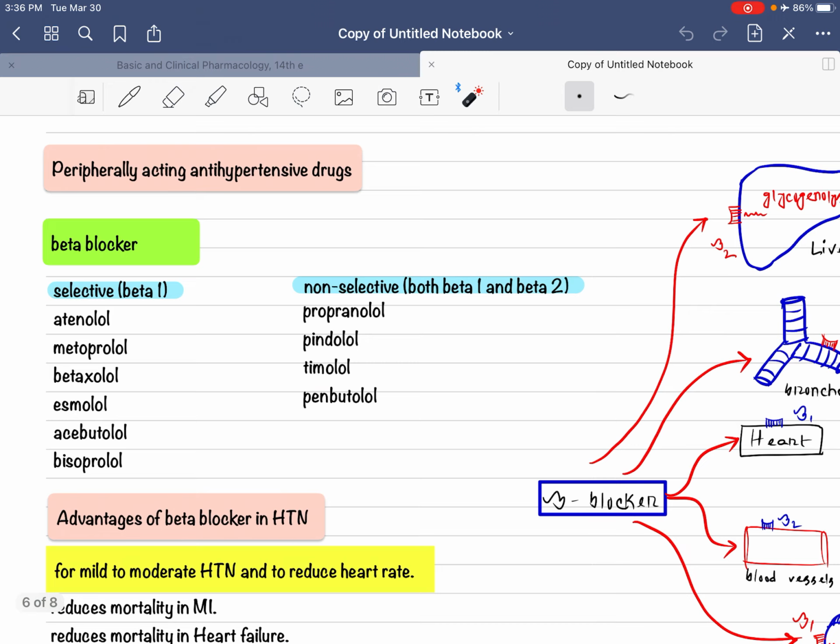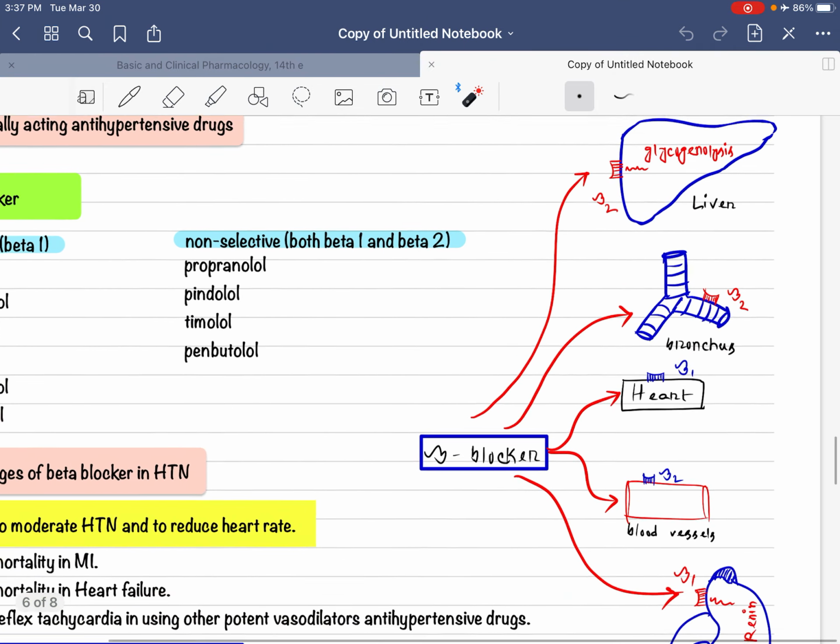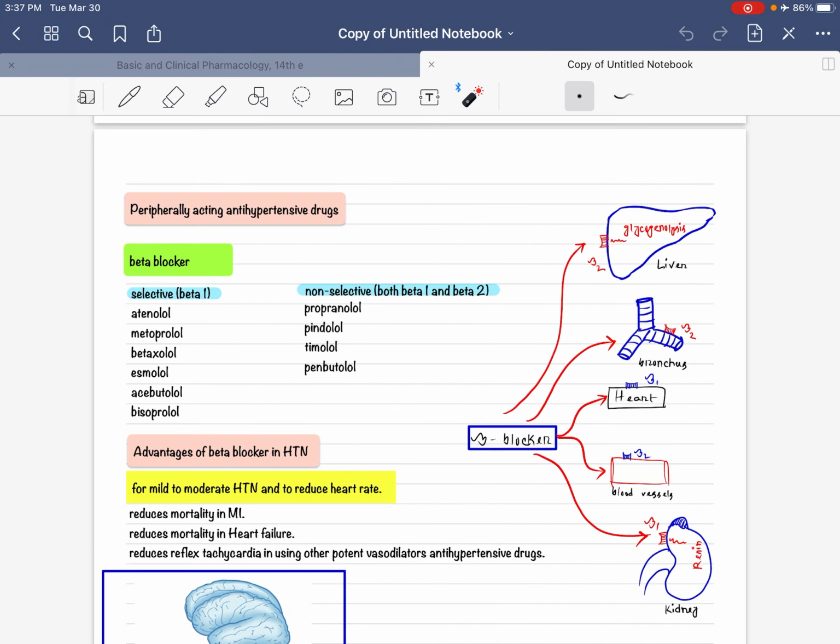I ask you a question about that: which one will be more advantageous for us, selective or non-selective? Now we will see the mechanism of action of beta blocker drugs.